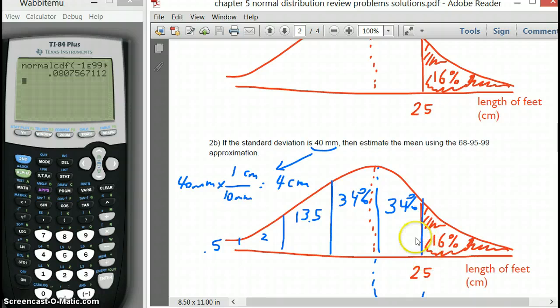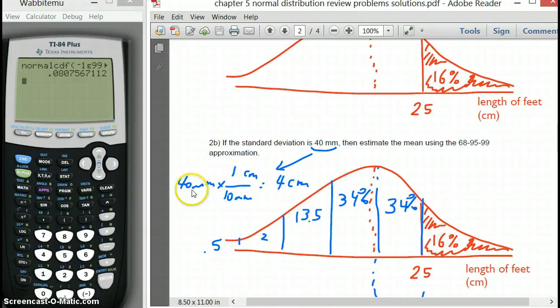If we know that the standard deviation is 40 millimeters, can we figure out the mean? Yes, we can. Now, don't just take 40 and subtract it from 25 and think you have the answer, because 25 is 25 centimeters. 40 is 40 millimeters. It's not centimeters. You have to change from millimeters to centimeters in order to be able to subtract that. Well, hopefully you'll remember that 10 millimeters is a centimeter.